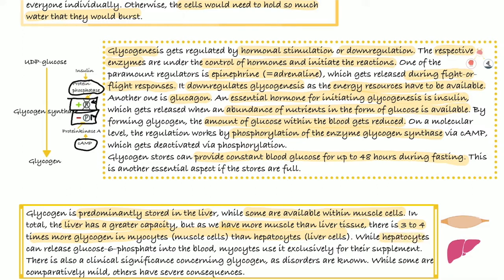Another key difference is that hepatocytes can release glucose and thereby support other organs with it, while myocytes use it exclusively for their own supplement and therefore for muscle contractions. There's also a certain clinical significance here because there are certain disorders concerning glycogen storage capacity. Some of those are comparatively mild, others have more severe consequences. So this was a brief overview of glycogenesis.